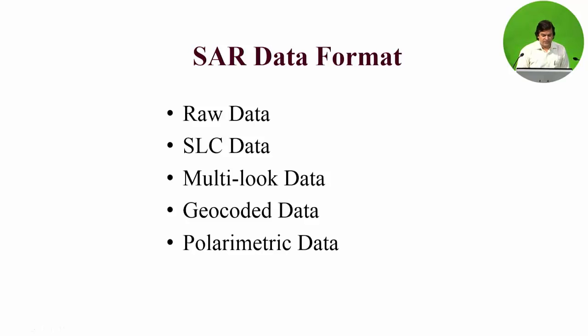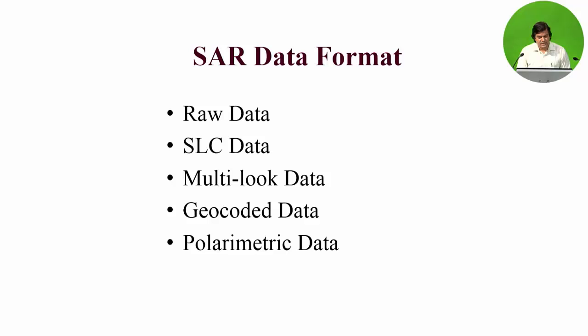Now after knowing the different modes of the SAR dataset, we are going to take an introduction to the different formats of the SAR data. The first format is the raw data. Raw data is the format of the SAR data which is collected without any processing. Raw data is the original data collected from the sensor.